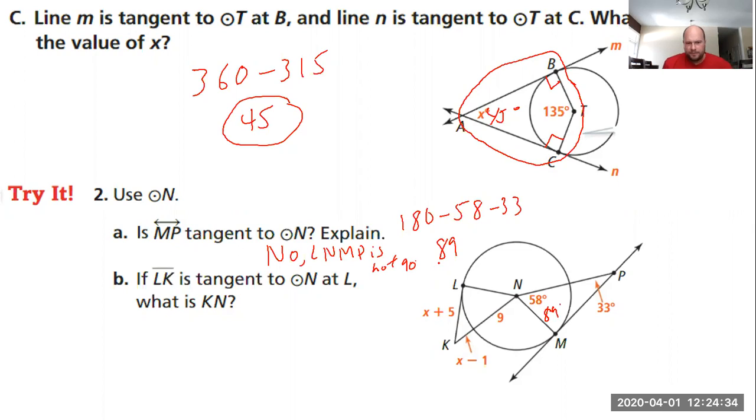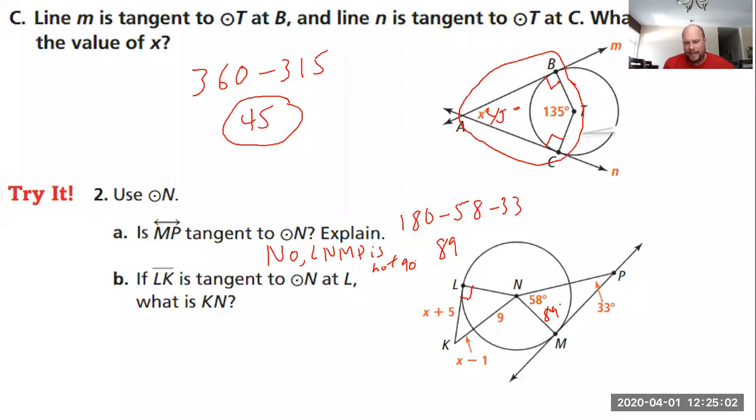For part B, if LK is tangent to, so now it's saying if it is tangent, so it's telling us to assume, all right, sorry, anytime it tells me that my connection isn't stable, I'm going to pause because I'm going to assume that means that I could be lagging. But again, that angle is a right angle, it's saying.